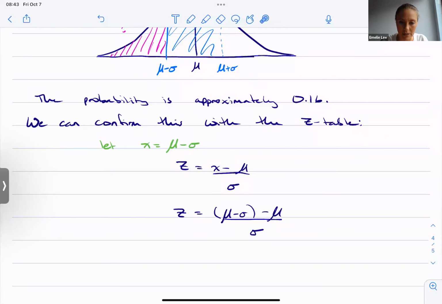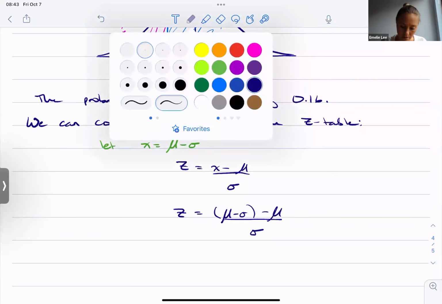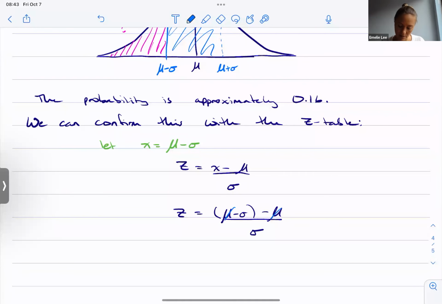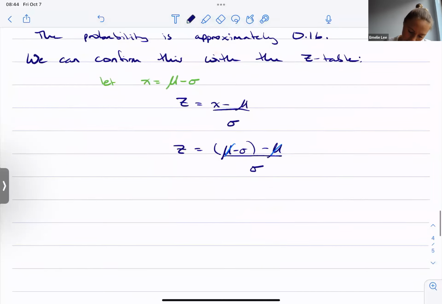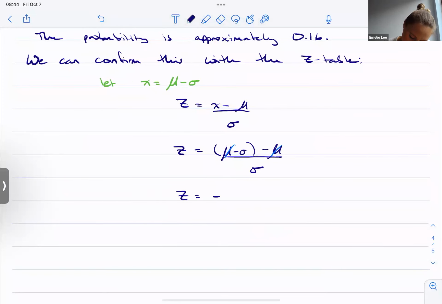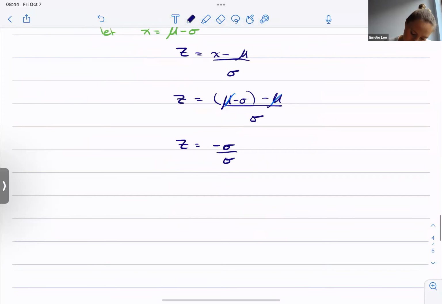My OneDrive is driving me nuts. Mu minus sigma minus mu, of course. Now I have negative sigma over sigma. Why is it important that we retain the negative? Well, because I'm below the mean, right? So it is important. And so now Z is negative sigma over sigma. So Z must be negative 1.00.